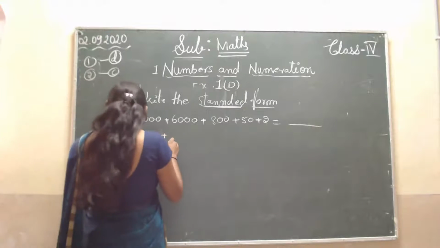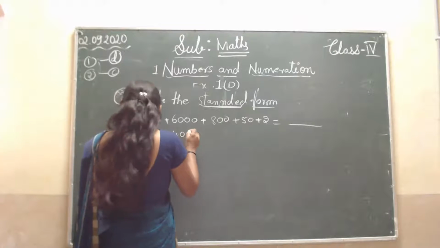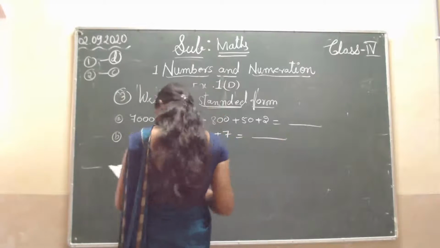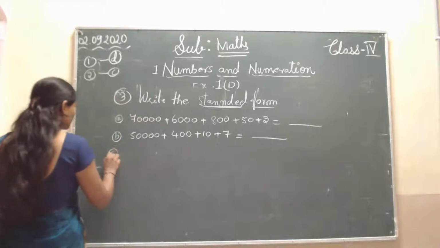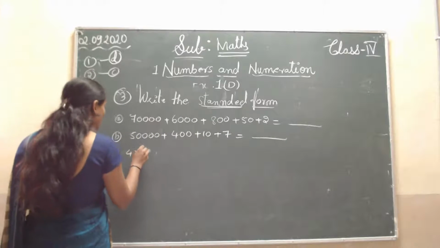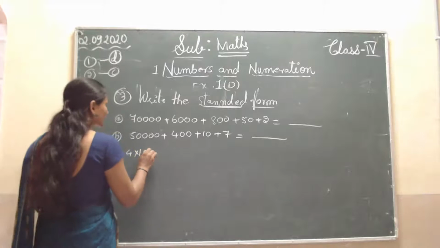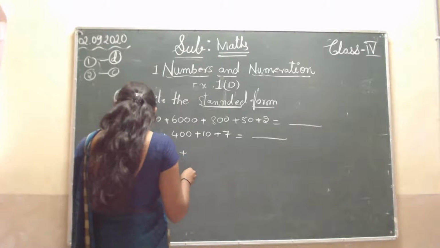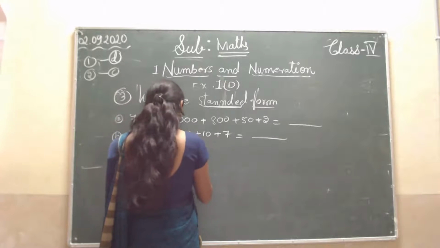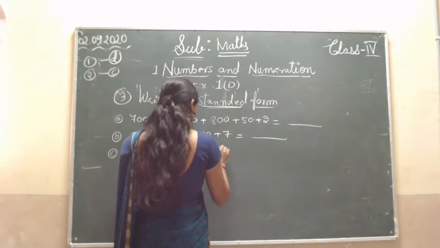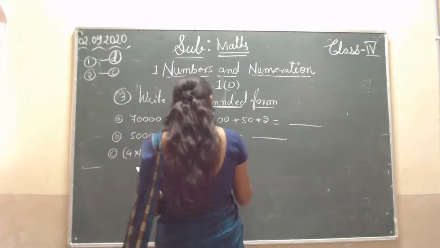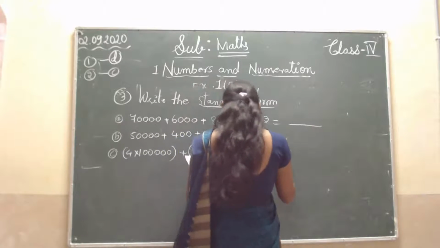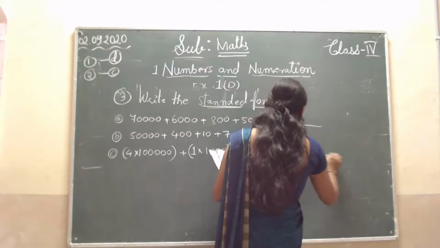50,000 plus 400 plus 10 plus 7 is equal to dash. Okay, in C1, 4 into 1 lakh plus 1 into 1000, 3 into 100 plus 4 is equal to dash.